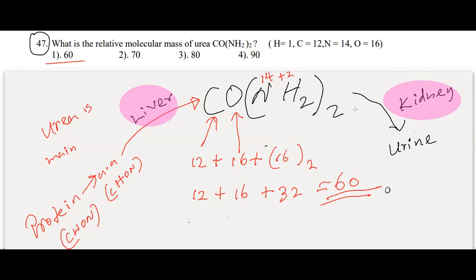Yes, Iklash, what is the answer? 4 moles. Very good, 4 moles. 2 into 2, 4 moles. Hydrogen atoms in 1 mole of urea, 4 into Avogadro constant. 4 into Avogadro constant.